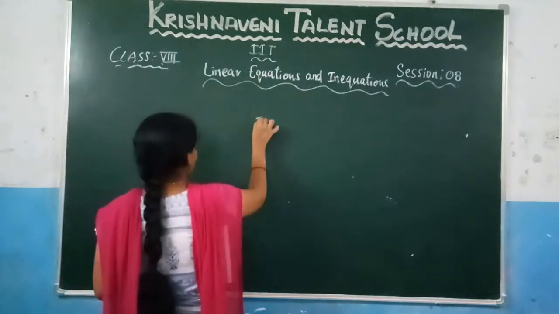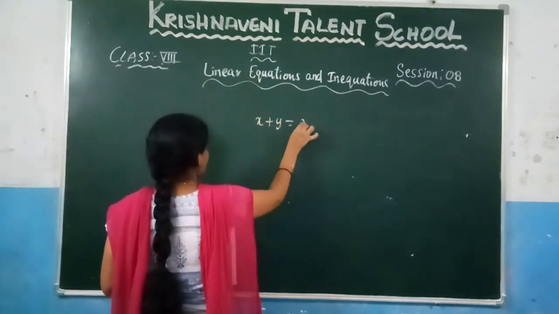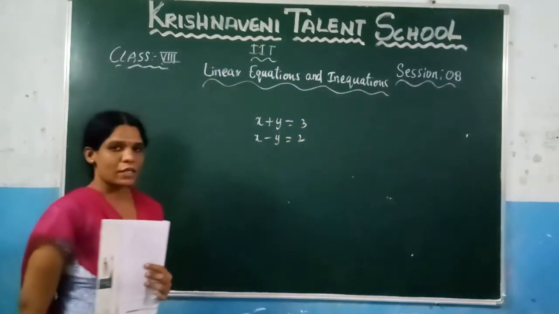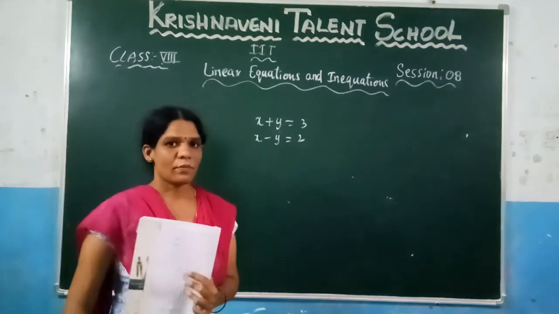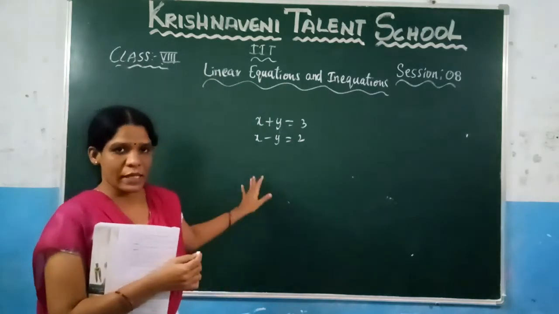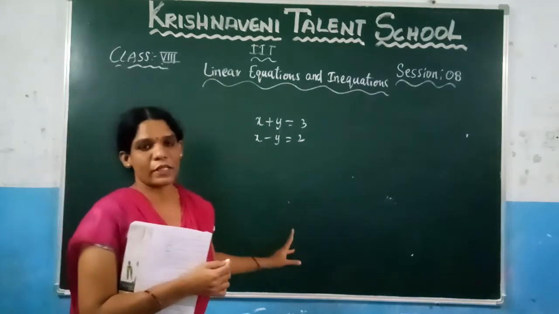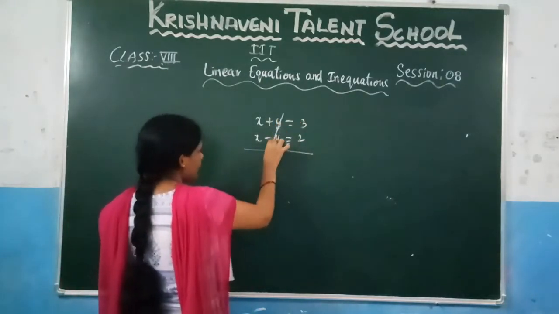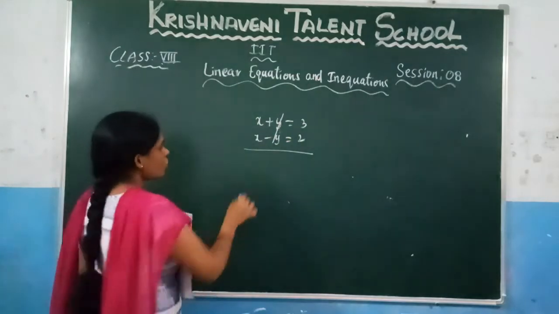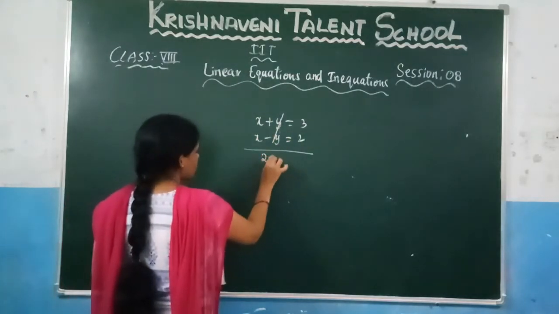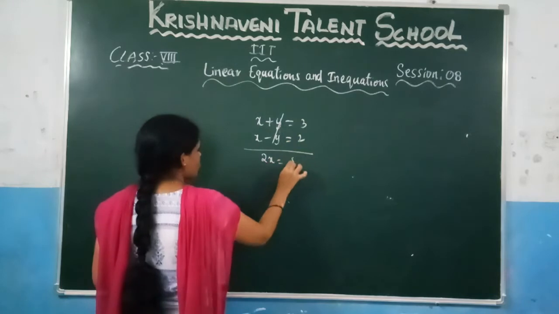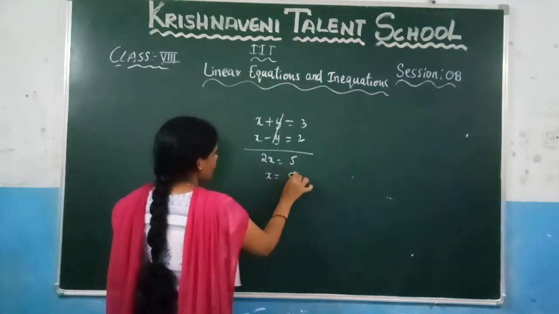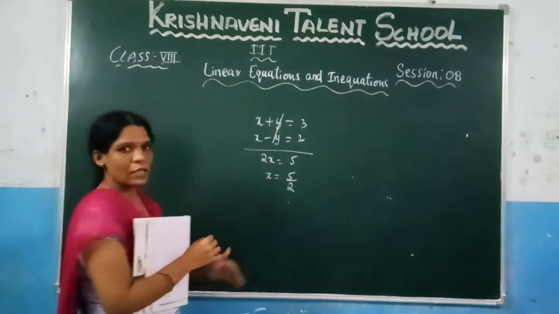Let us consider two equations: x plus y is equal to 3, and x minus y is equal to 2. If you want to solve these two equations by the elimination method, you need to eliminate one variable. How do you eliminate here? You know that plus y and minus y will get cancelled. So x plus x, which is 2x, is equal to 3 plus 2, which is 5. So the value of x is 5 by 2. This is the value of x.